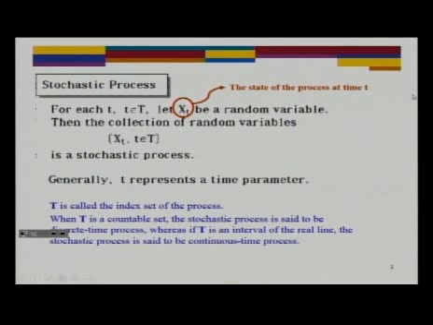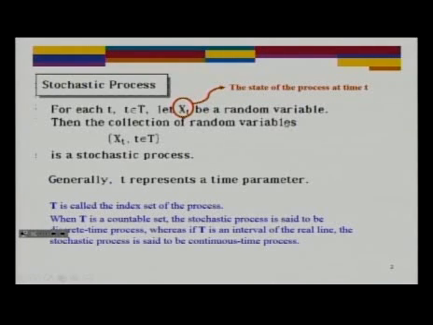So what is a stochastic process? Do you have any idea? Have you heard about stochastic process? It is nothing but a collection of random variables. So a stochastic process, X(t), is a collection of random variables. You know, a random variable is a set of possible values from a random experiment. Is that right?